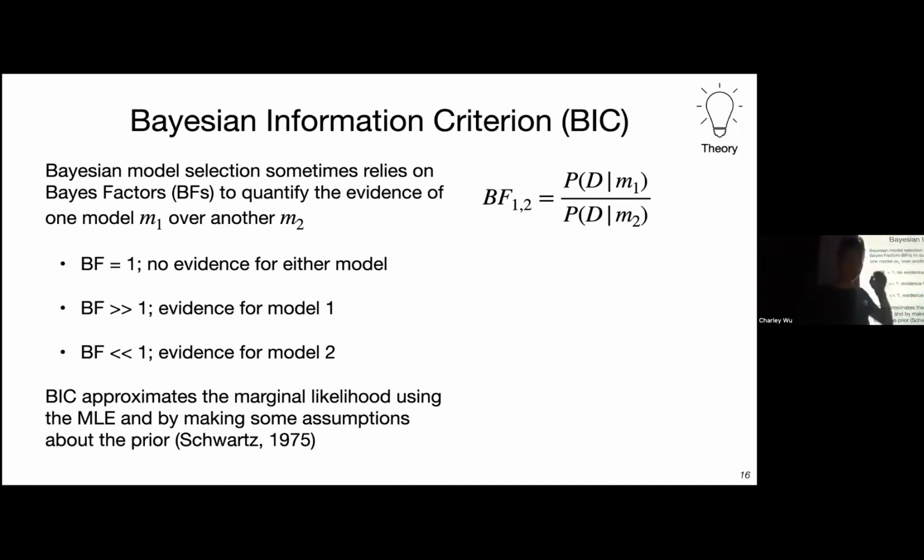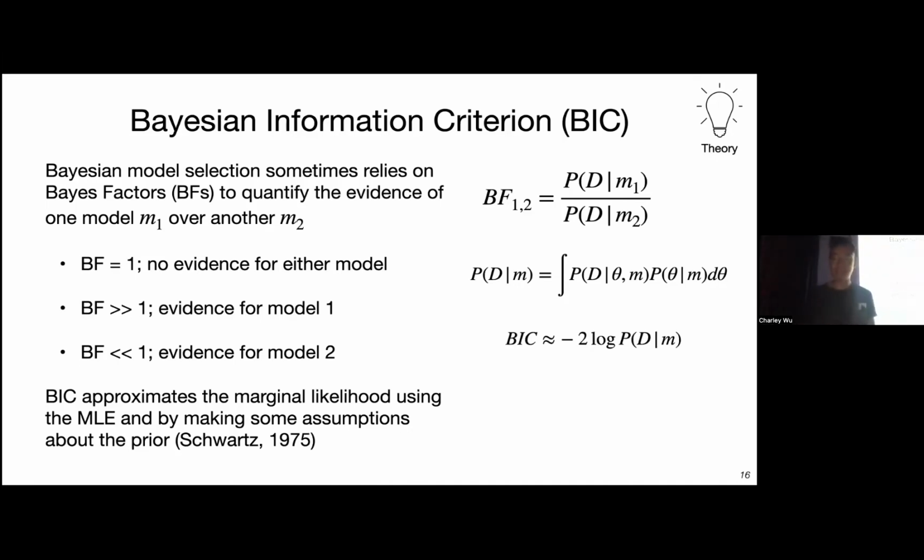Okay. And so what the BIC does is it tries to approximate this likelihood using the maximum likelihood estimate and making some assumptions. So how does it do this? As I mentioned previously, to compute this term here, the marginal likelihood requires integrating over all possible parameter values. And this is intractable for most interesting problems.